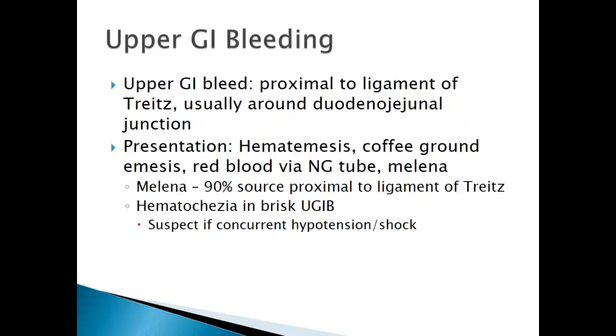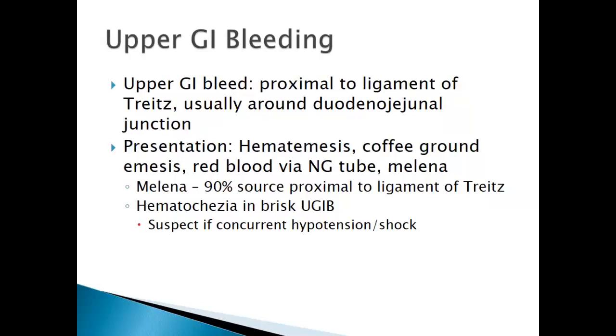So with upper GI bleeding, the definition of that is any bleeding where the source is proximal to the ligament of Treitz, which is usually around the transition point between the duodenum and the jejunum. It will present with overt bleeding, potentially hematemesis, coffee ground emesis, like I said, or melena, but the only other addition is you'll see red blood that can come out of an NG tube. And then 90% of the time with melena, the source is going to be proximal to the ligament of Treitz. So that's why we always look with an upper endoscopy first.